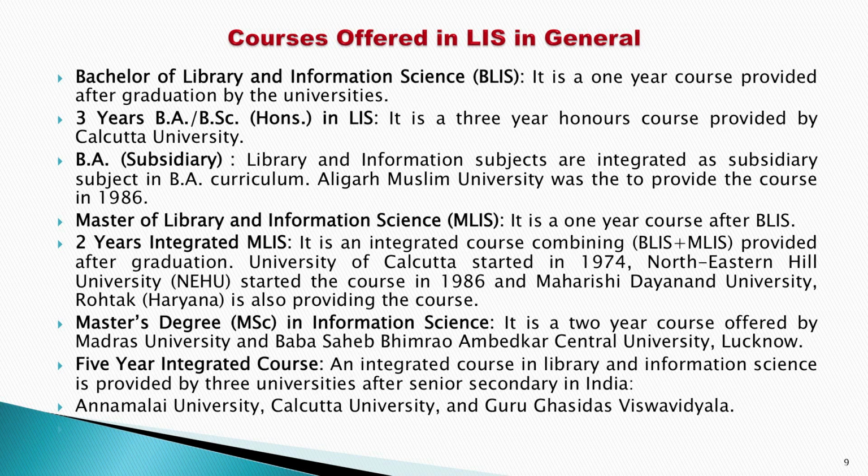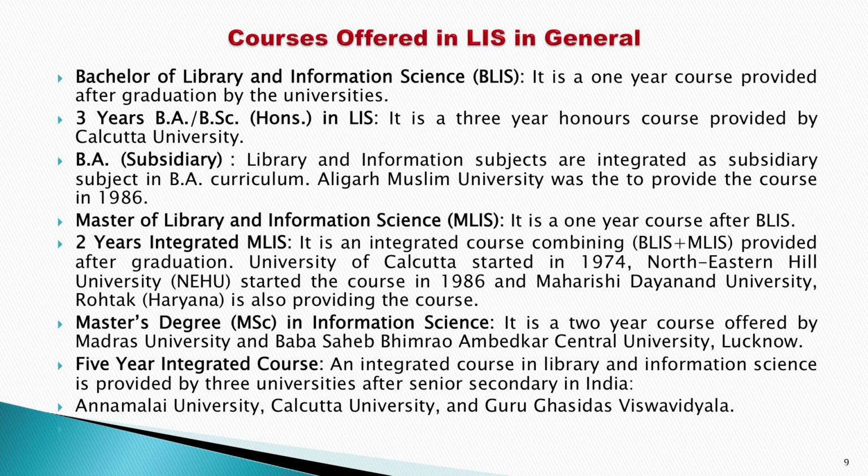BA subsidiary: library and information subjects are integrated as a subsidiary subject in the BA curriculum. Aligarh Muslim University was first to provide the course in 1986. Master of Library and Information Science, MLIS: it is a 1-year course provided after BLIS. 2 years integrated MLIS: it is an integrated course combining BLIS plus MLIS provided after graduation. University of Calcutta started it in 1974. Northeastern Hill University, NEHU, started this course in 1986, and Maharishi Dayanand University Rohtak is also providing the same course.